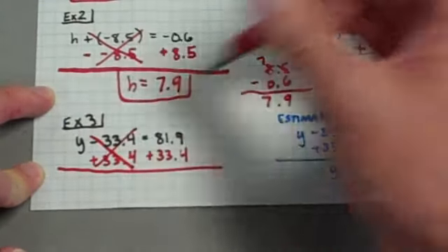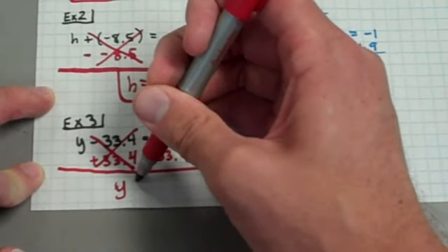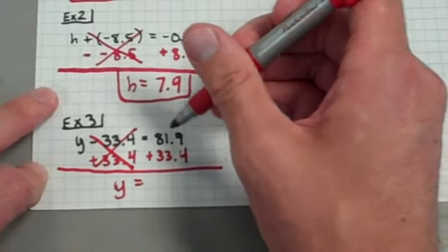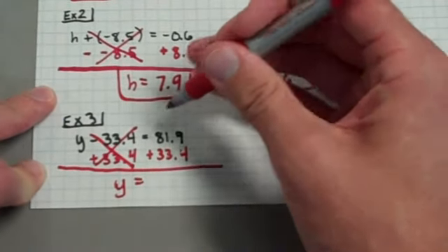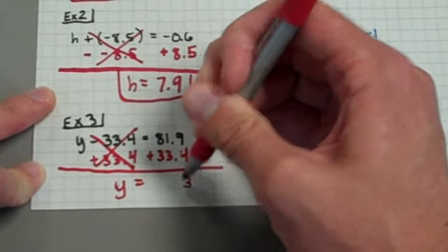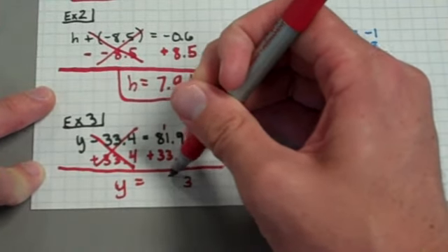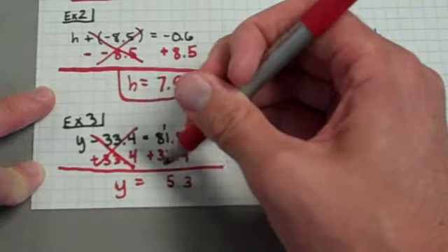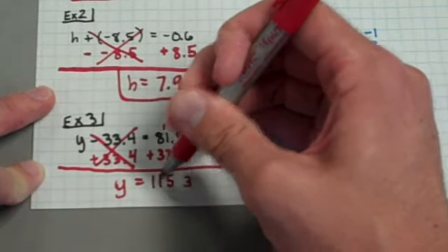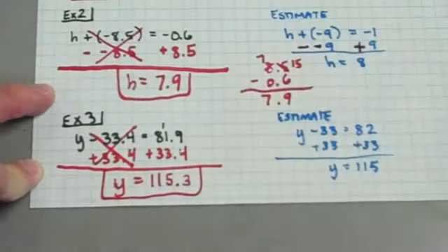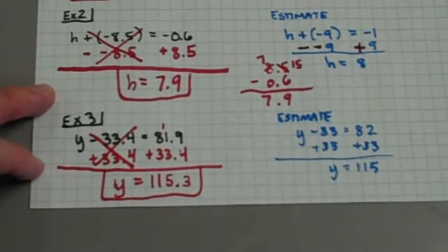This crosses out. I now have y equals 81.9 plus 33.4. Thankfully, both of these are positive, so that's easy to do. 9 plus 4 is 13. 1, 1, that's 2. With a 3, that's a 5. 8, 3, 11. So 115.3, which is really close to 115.